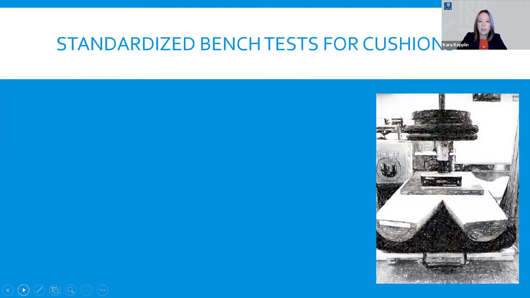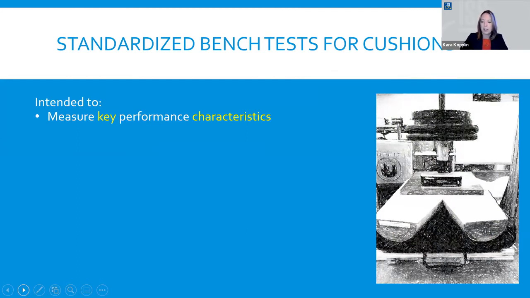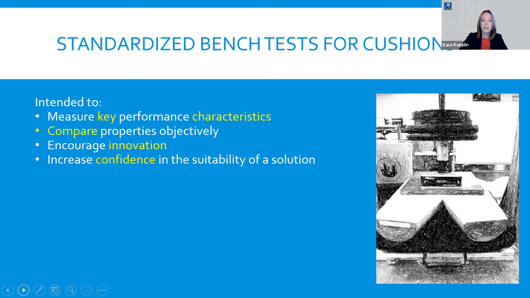So let's talk about what these standardized bench tests are and what they aren't. The tests that have been developed are intended to measure key performance characteristics of wheelchair seating, and in this case, specifically the cushions. They are meant to give objective comparisons of properties of the cushions, which can help encourage innovation and also increase confidence in the suitability of a solution.